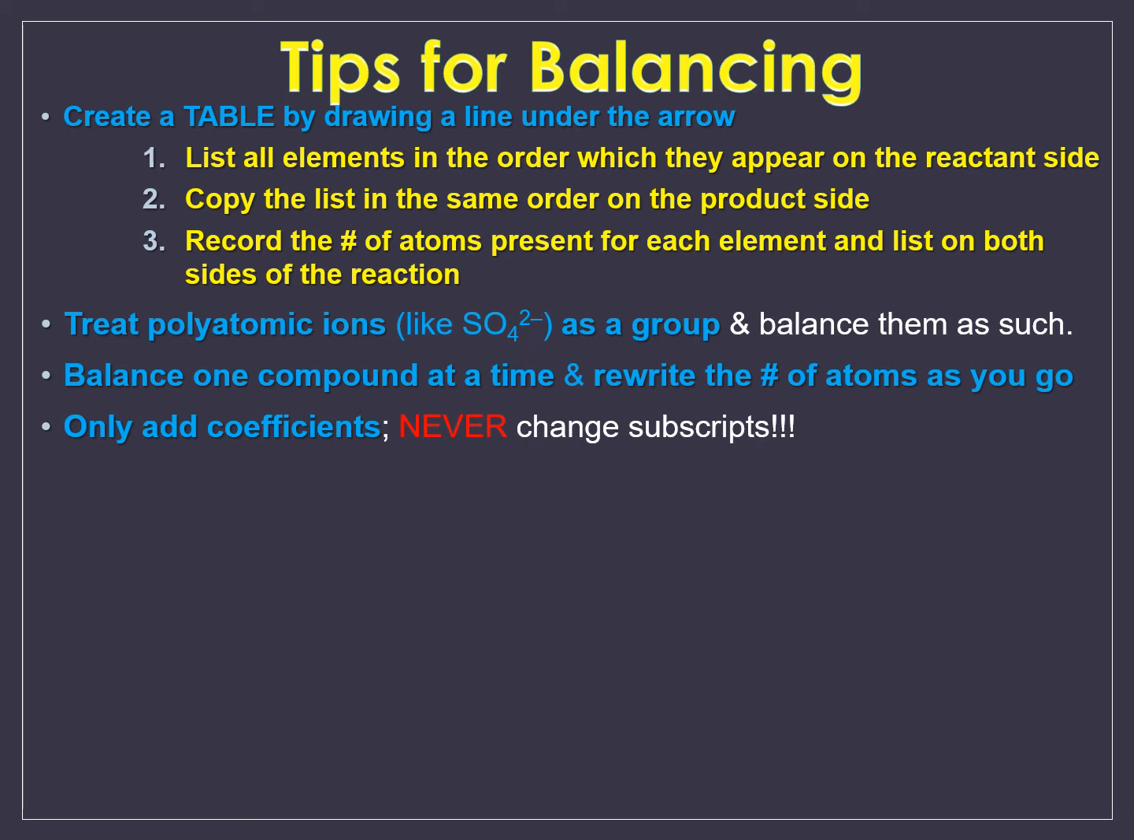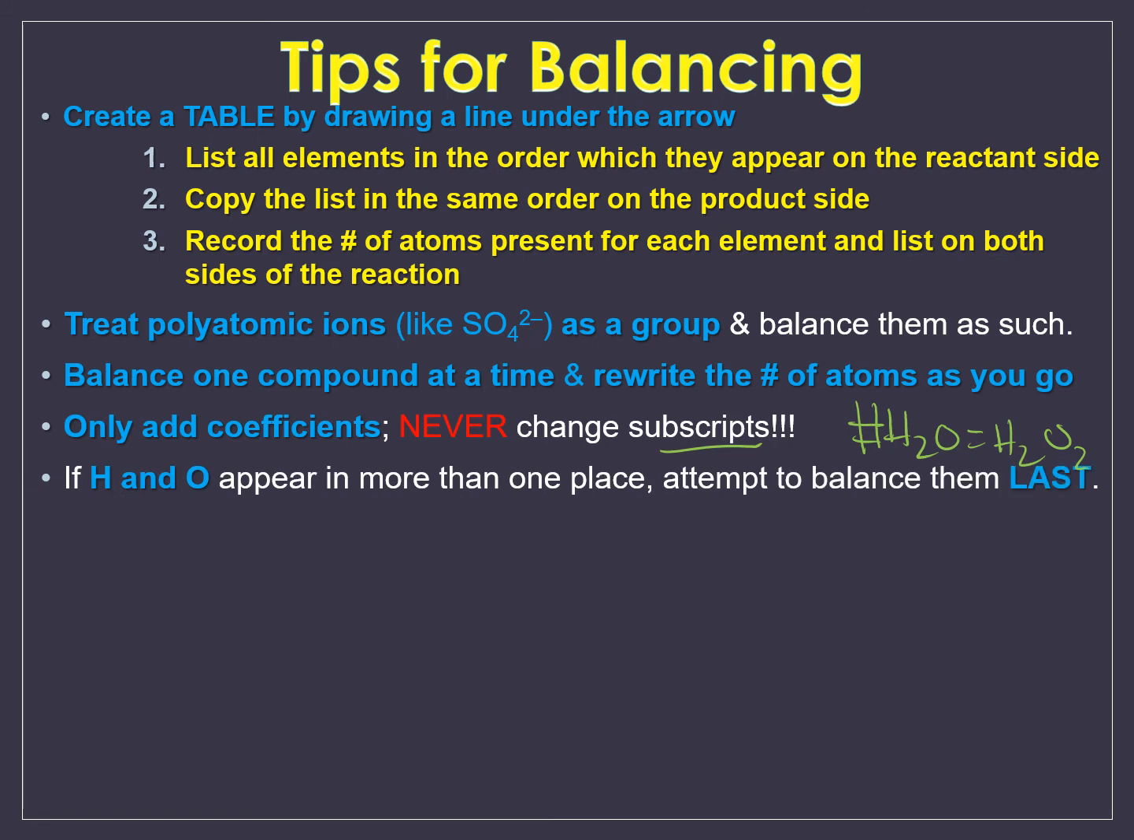We're going to only add coefficients and never ever change subscripts. Those are part of a chemical formula. Water is only H2O. To balance an equation, I can't change this to H2O2. That would be something completely different. This is hydrogen peroxide. It has completely different chemical and physical properties. The only thing I can do to balance an equation is to add a big number or a coefficient in front. If hydrogen and oxygen appear in more than one place, we're going to attempt to balance them last.